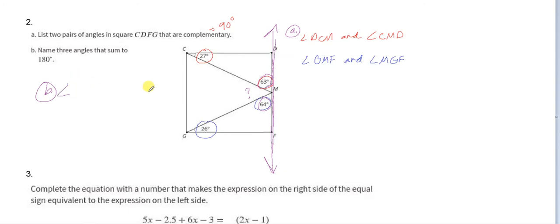I'm going to say that angle DMC, angle CMG, and angle, the last one will be this one here, GMF. Those are just the ones that I picked. I know they're 180 because they form this straight line right here. So that's how I know that they form it. And that finishes up number 2.